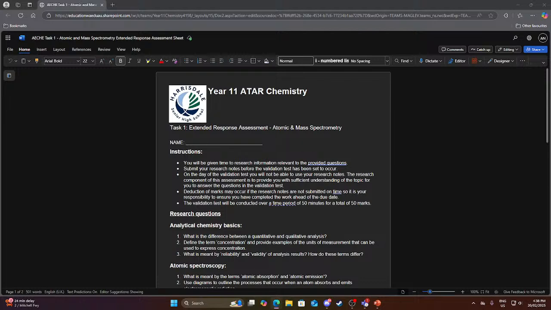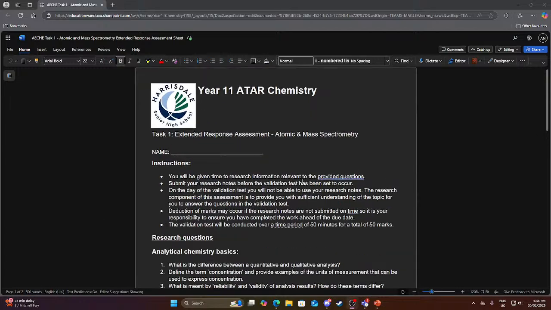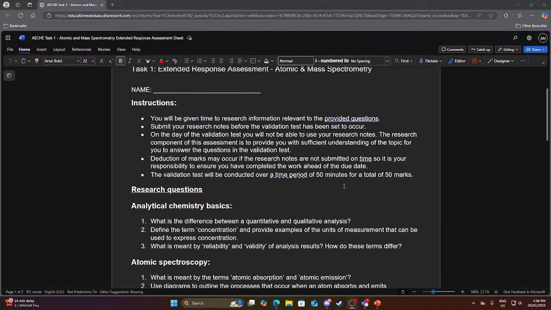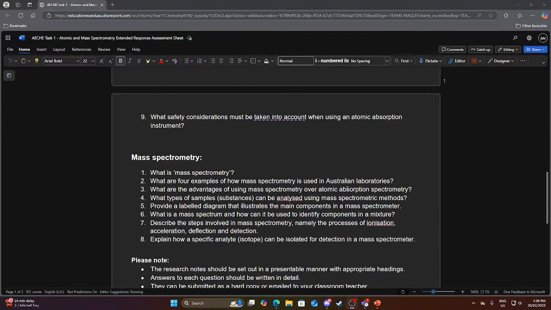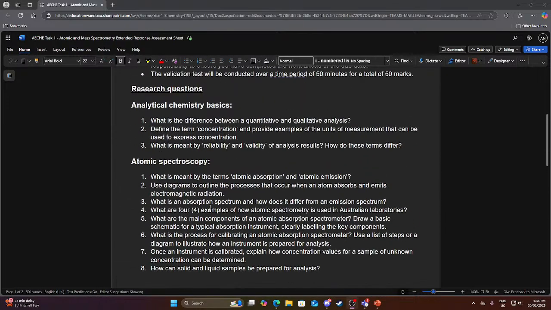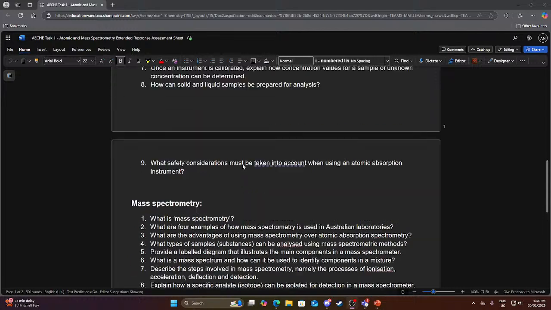Here is your task sheet that you've been given, and I'm not going to go through each of these. Most of you by now, hopefully, should already have all of this research put into some sort of document that you can print, or maybe you've written it out. I don't mind. The one thing I wanted to say right up the top is please include a bibliography.